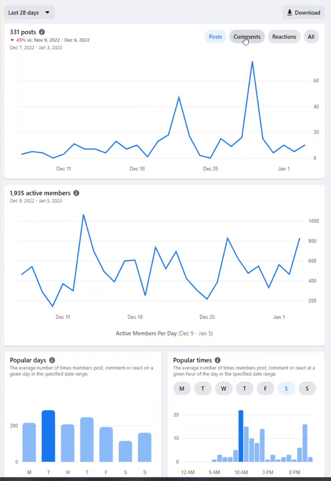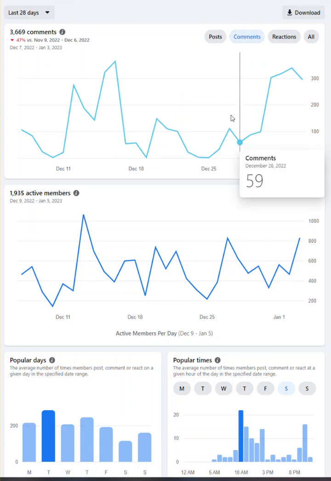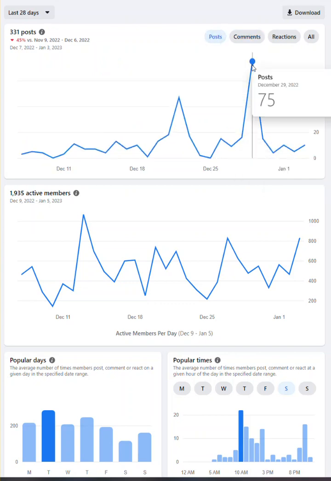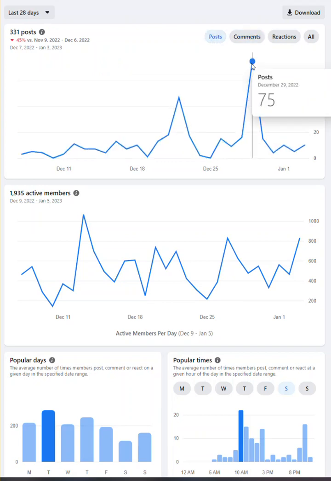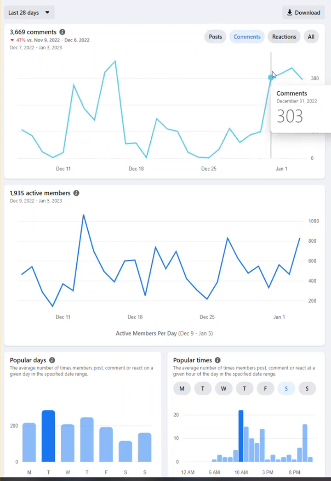Let's see what comments looked like on that same date, which was December 29th. On December 29th, there were 87 comments, which is not anywhere near as high as you might expect for having posts at 75. But what if it took a couple of days for those posts to really start seeing some engagement? That would help explain the sharp increase here, and perhaps people were commenting on some of those 75 posts from December 29th on the 31st and the 1st and the 2nd and the 3rd.